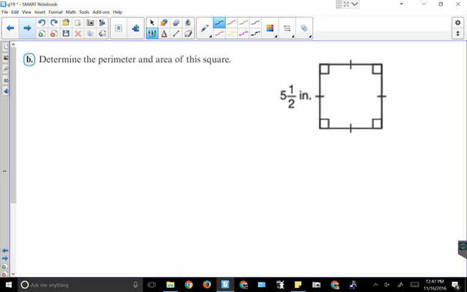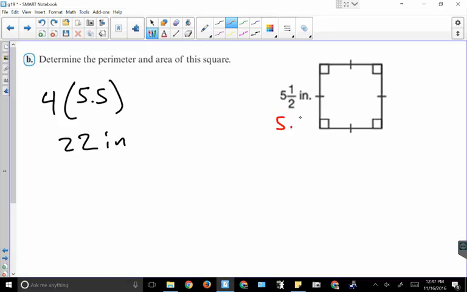So, what about this? If I want the perimeter here, could I just go 4 multiplied by 5.5? Okay, so what would I get then? Double it and double it. Don't tell me I don't know, just 22. 22 what? Inches.